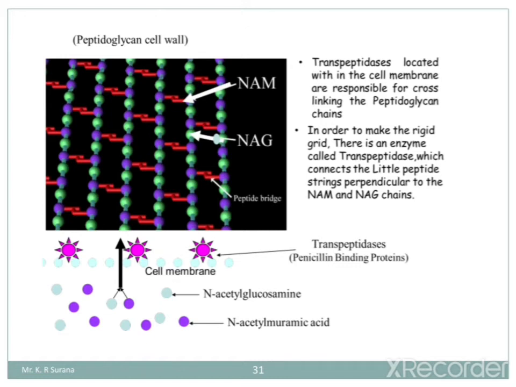Transpeptidases are located within the cell membrane and are responsible for cross-linking the peptidoglycan chains. In order to make the rigid grid, there is an enzyme called transpeptidase, which connects the little peptide strings perpendicular to the NAM and NAG. In this diagram you can see these different chains of the peptidoglycan connected by NAM and NAG. That is what we have to remember.